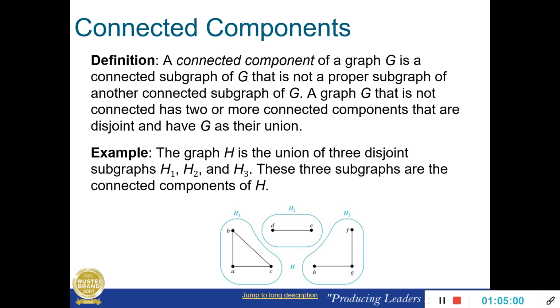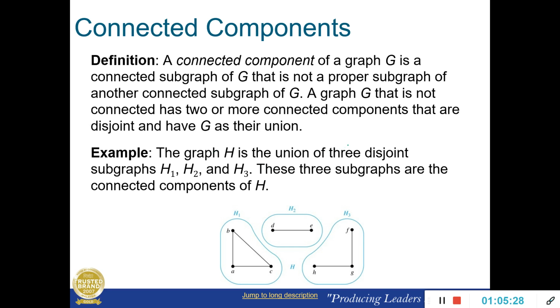Connected components. A connected component of graph G is a connected subgraph of G that is not a proper subgraph of another connected subgraph of G. Okay, again. A connected component of graph G is a connected subgraph of G that is not a proper subgraph of another connected subgraph of G. A graph G that is not connected has two or more connected components that are disjoint and have G as their union. So let's see the graph H here.